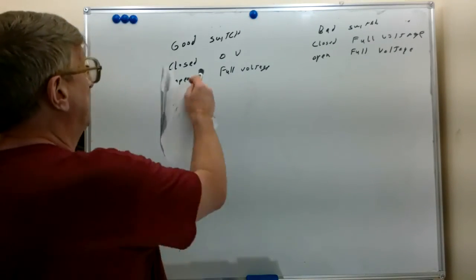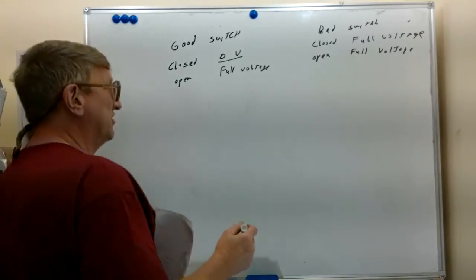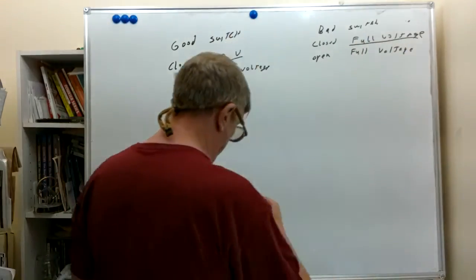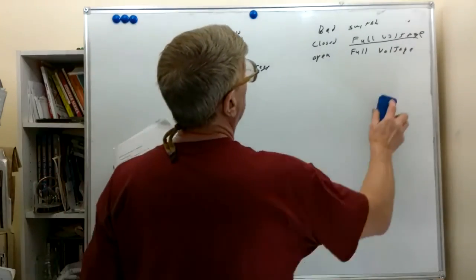A switch that is closed and working will have 0 volts across it. The switch that's closed and not working will have lots of voltage across it. So that's one way you can tell when there's a problem with a switch.